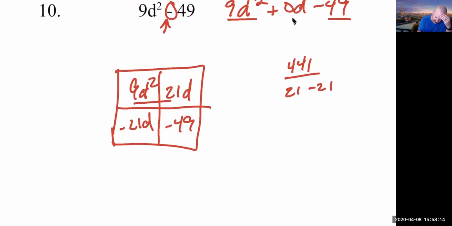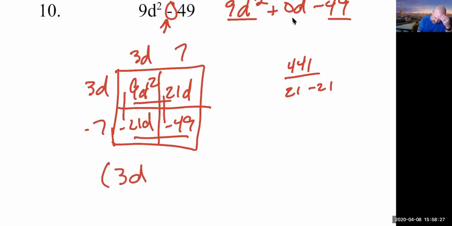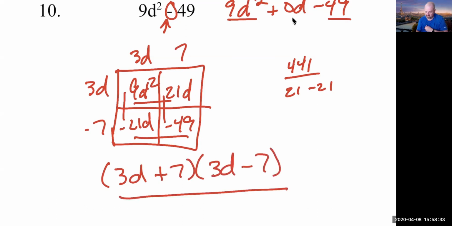So 9d squared and 21d, you can take a 3d out of. -21d and -49, you can take a -7 out of. 9d squared and -21d, you can take a 3d out of. 21d and -49, you can take a 7 out of. So it becomes 3d plus 7, 3d minus 7. There's a pattern there that if you pay real close attention, you can see.